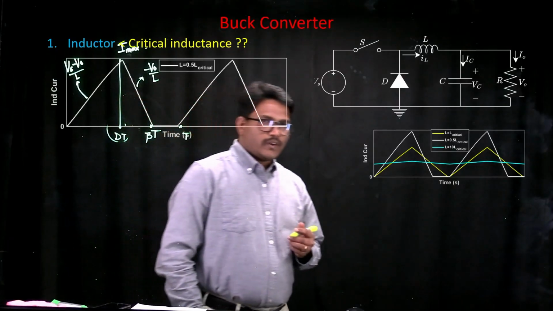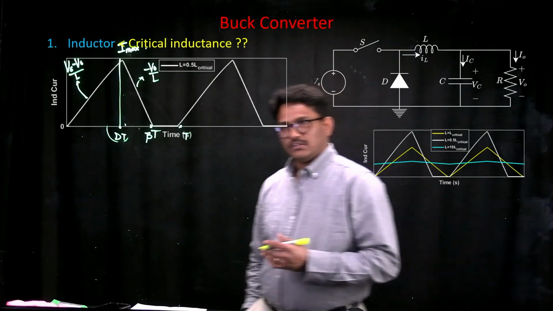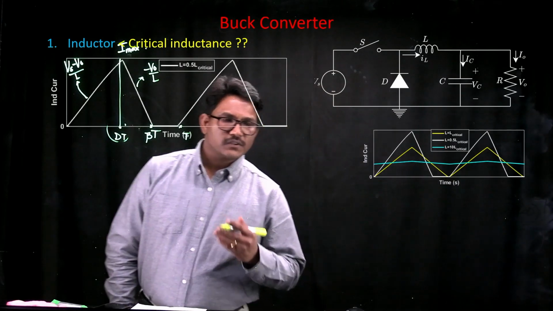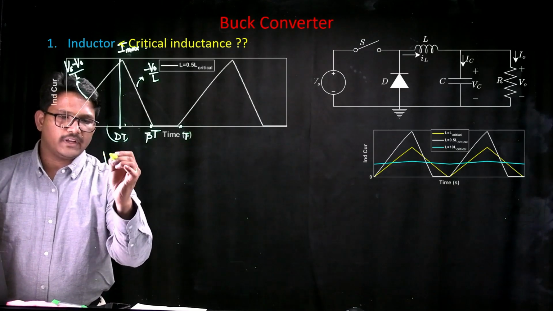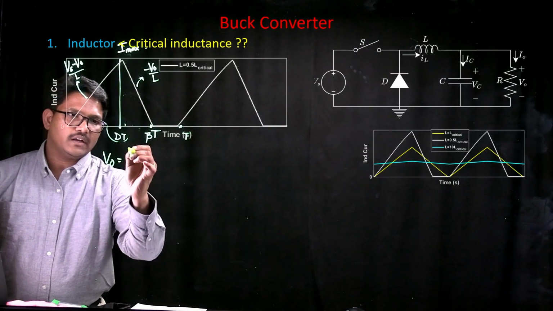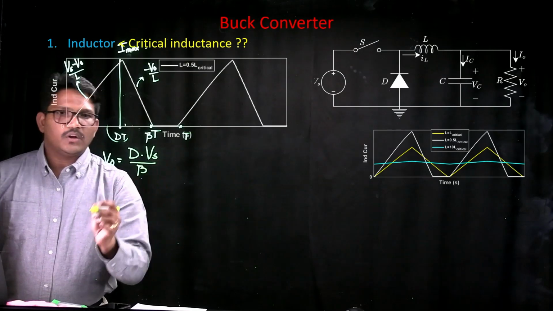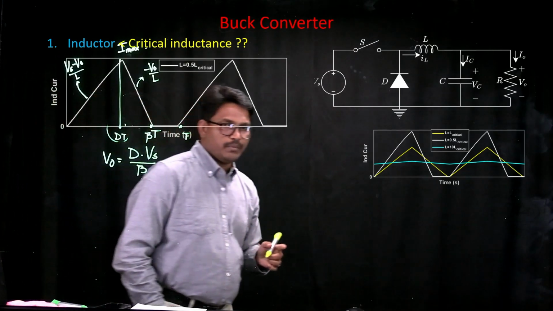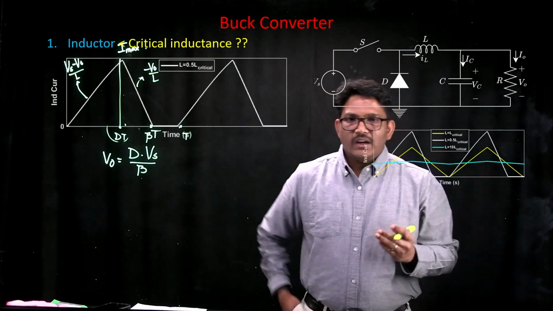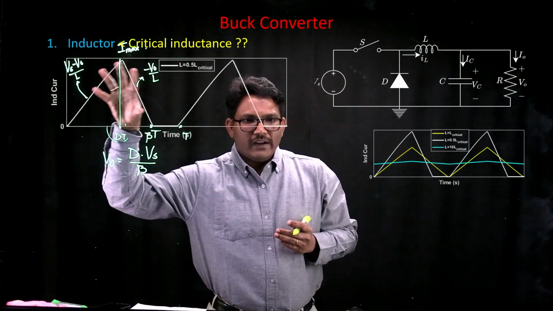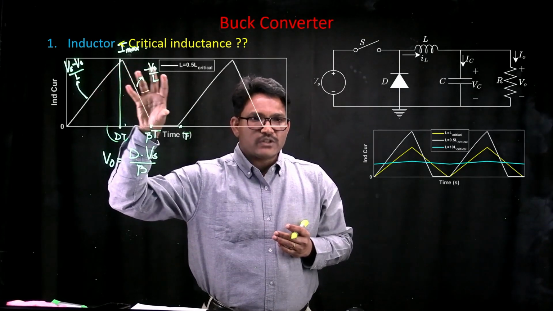Your inductance values are less than the critical and your current is discontinuous. During this discontinuous conduction mode, we have seen that the value of the output voltage is going to be D times Vs upon beta. Now, in order to know how much is the value of beta, which will let us calculate the output voltage, we try to utilize the average value of inductance expression. Now, how much will be the average value of inductance?